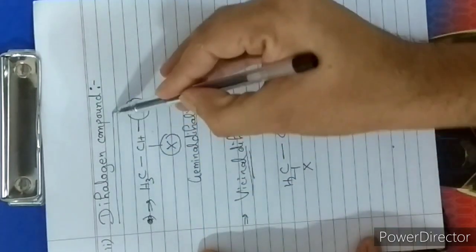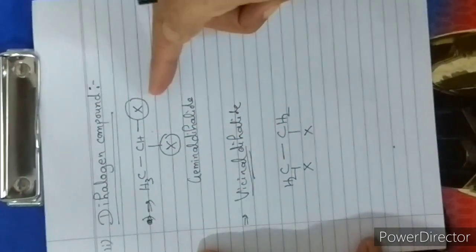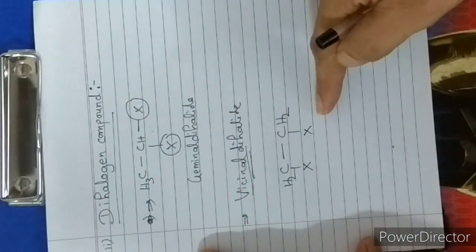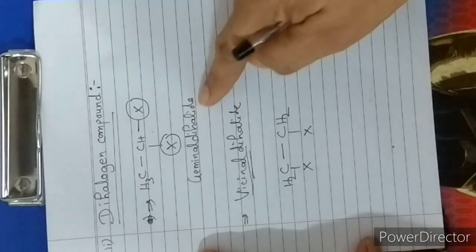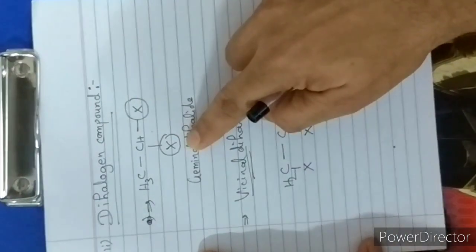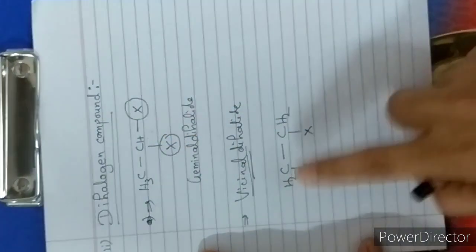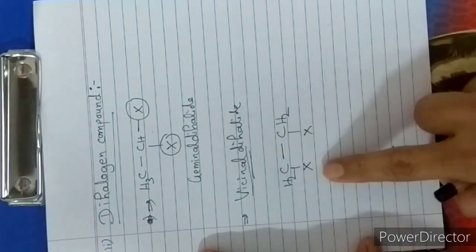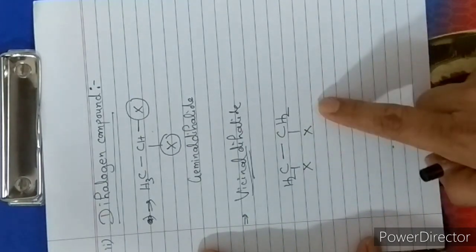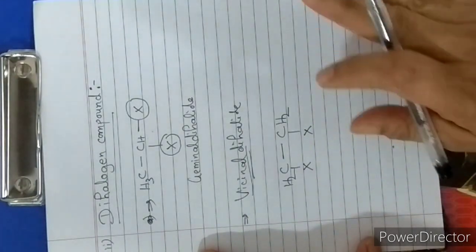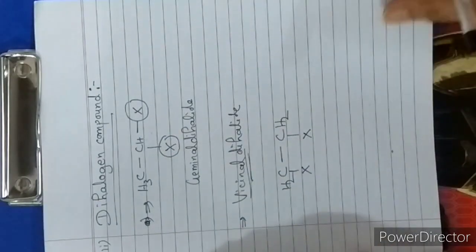So dihalogen is of two types. One is geminal, other is vicinal. What is the difference between them? In geminal, both the halogens are attached to the same carbon. In vicinal, both the halogens are attached to adjacent carbons. Right? Clear? Okay.